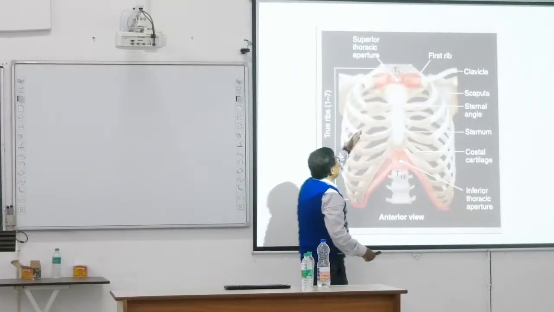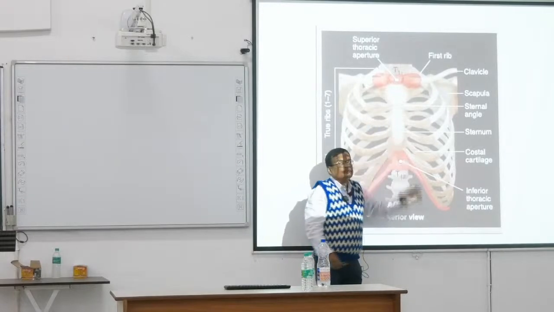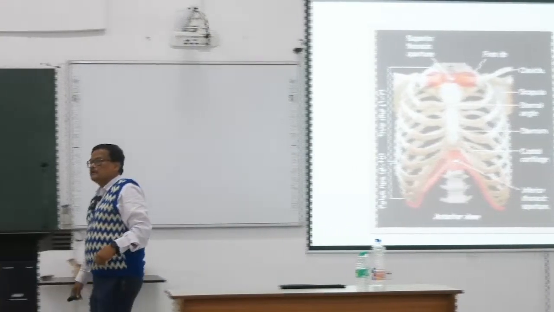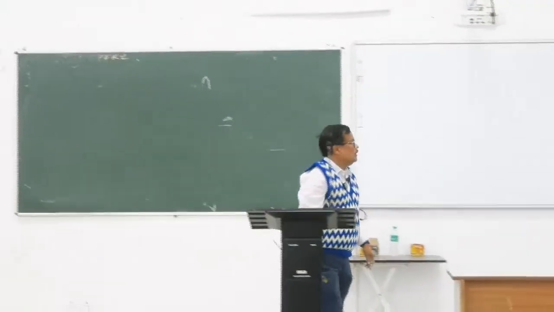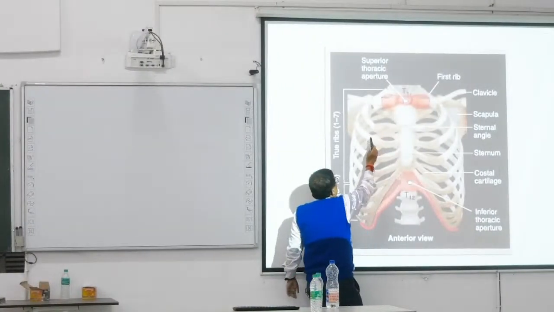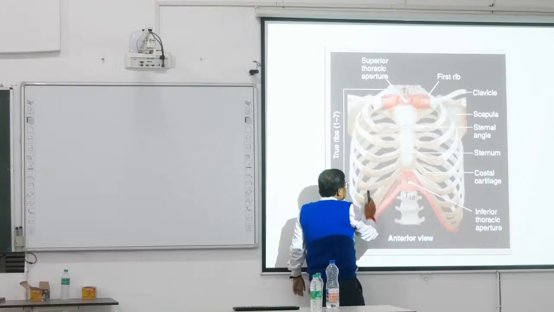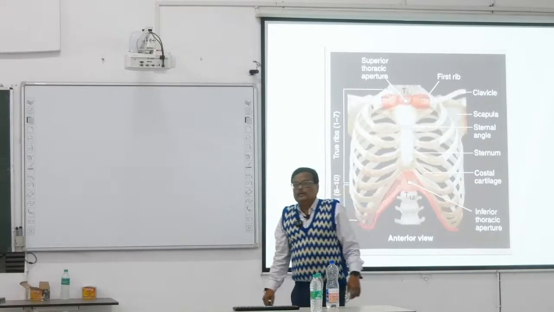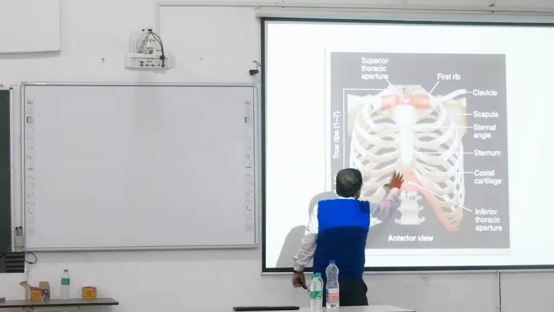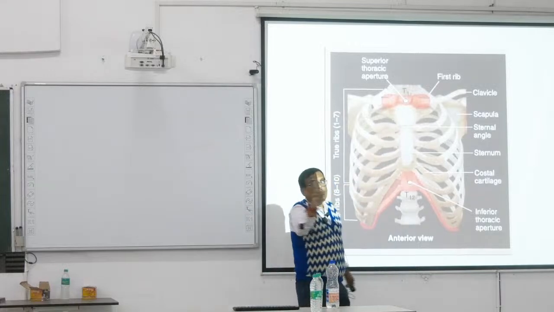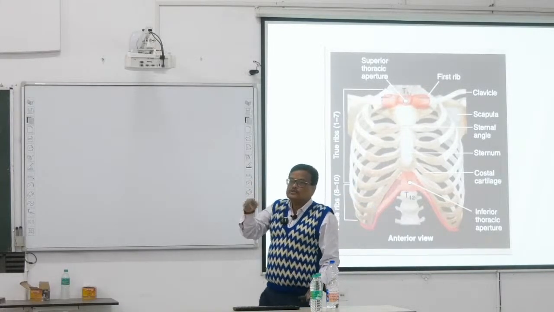Laterally, it is bounded by 12 pairs of ribs, starting from the first rib above, second, third, fourth, fifth, sixth, seventh, eighth, ninth, 10th, 11th, 12th. Of these, the first to seventh ribs are connected to the lateral edge of the sternum by means of costal cartilage. Each rib has its own cartilage, which is attached to the sternum.